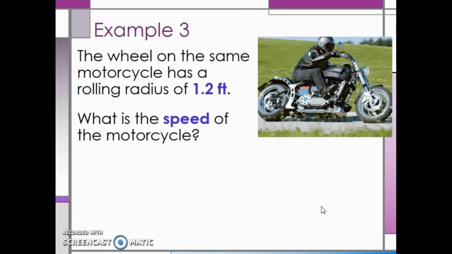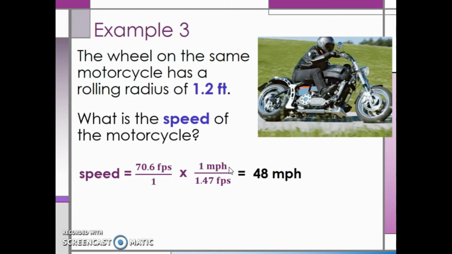Now we want to find the speed of the motorcycle. We know that the linear speed is 70.6 feet per second. All we have to do in this problem is convert units from feet per second to miles per hour. We know that 1.47 feet per second is equal to 1 mile per hour from earlier in this course. We will put 1.47 feet per second in the denominator and 1 mile per hour in the numerator. Dividing, we see that the speed of the motorcycle is 48 miles per hour.